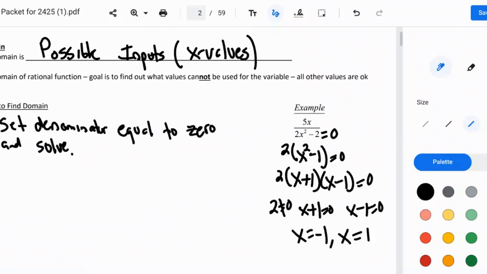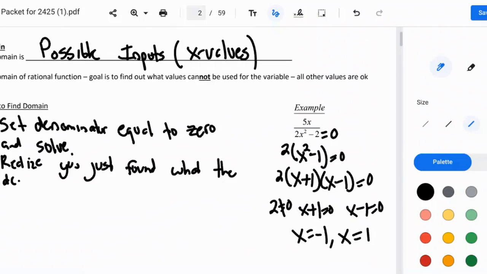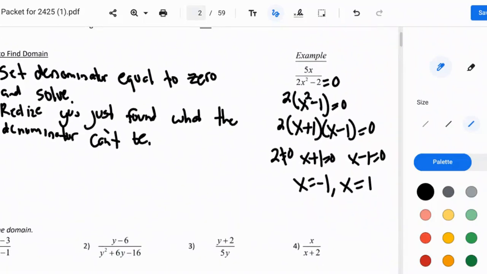Those are the two numbers that if you plug them in, you're going to get a 0 on the bottom. If you plugged in a negative 1, you get a 0. Plugged in a positive 1, you get a 0. The second thing you need to do now is realize what I just said. You just found what the denominator can't be. So that means your denominator can be anything except for those two.